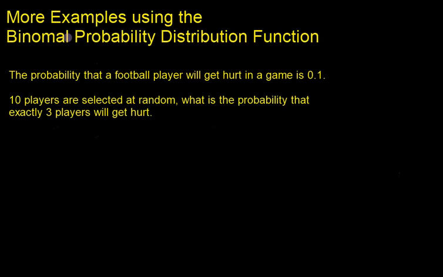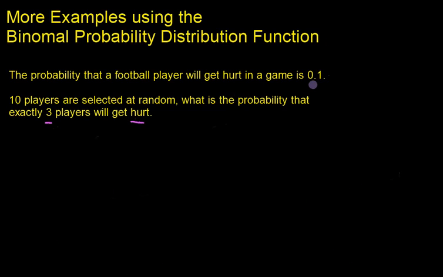In this video, I'm going to do a few more examples using the binomial distribution function. Let's go ahead and read this example. The probability that a football player will get hurt in a game is 0.1. 10 players are randomly selected. What is the probability that exactly 3 will get hurt?